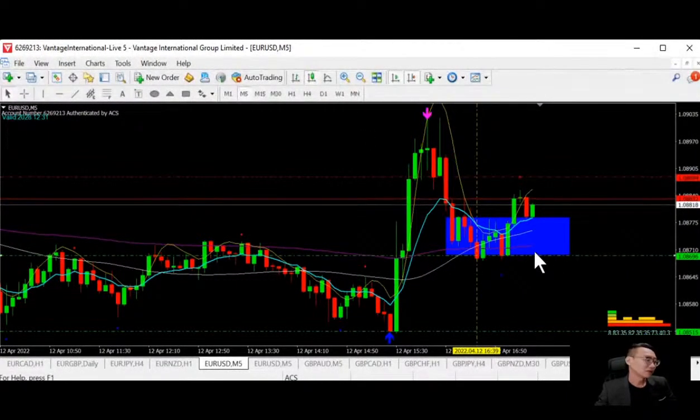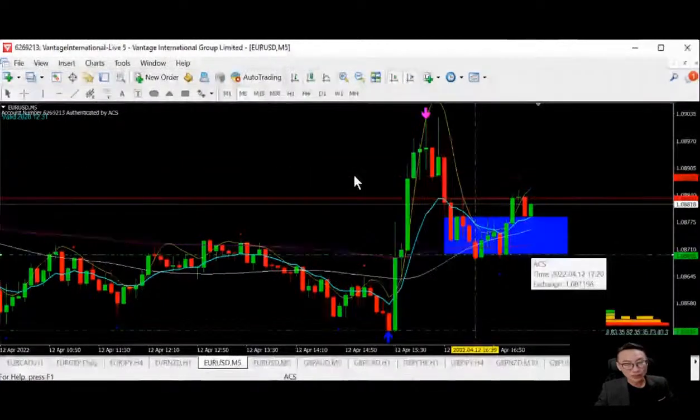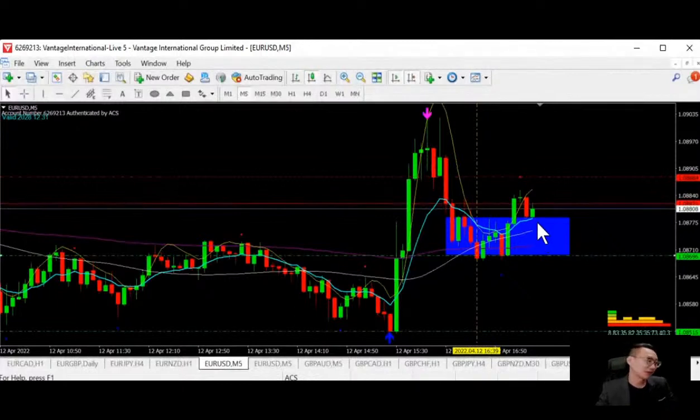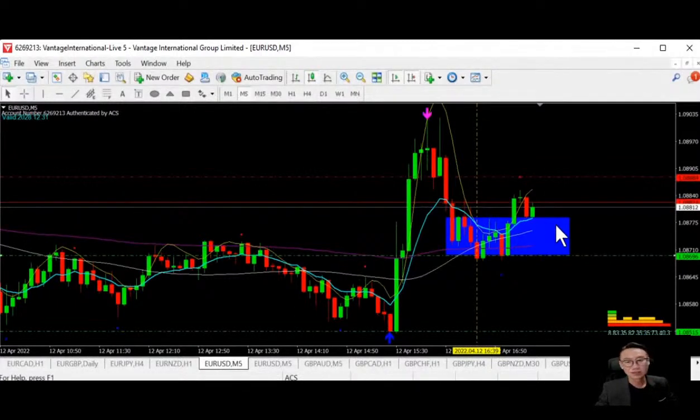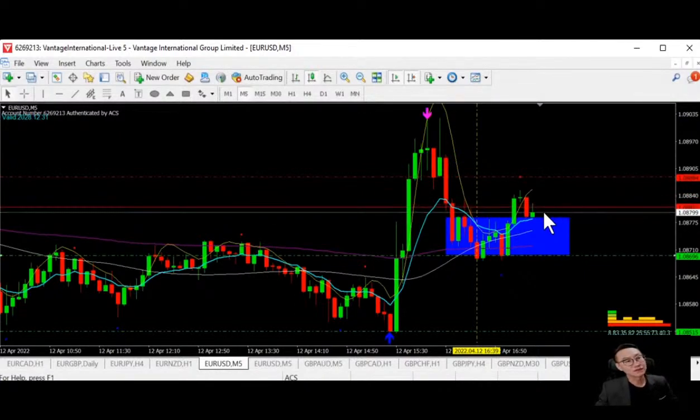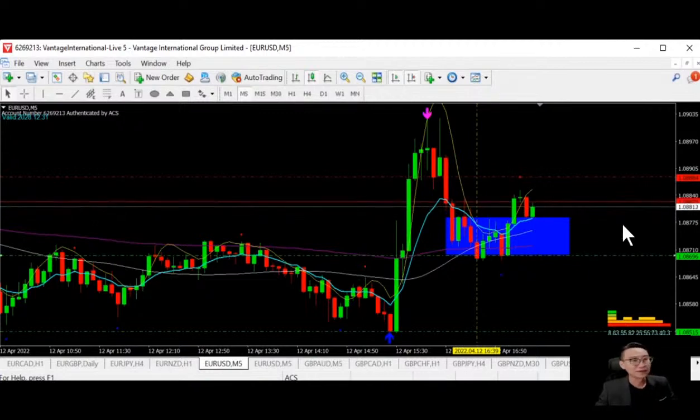That means a longer waiting time, but of course, patience does pay. It depends on the situation. If it goes up and gets rejected, then that's fine. That's pretty fine.